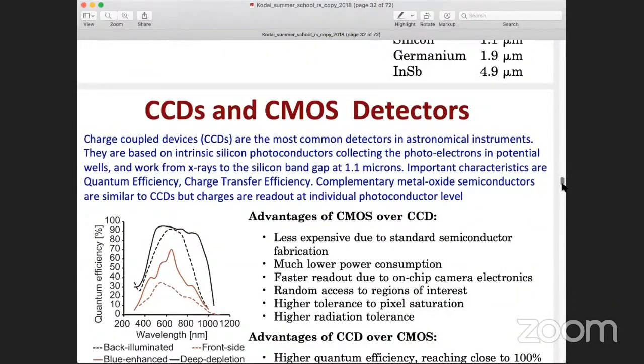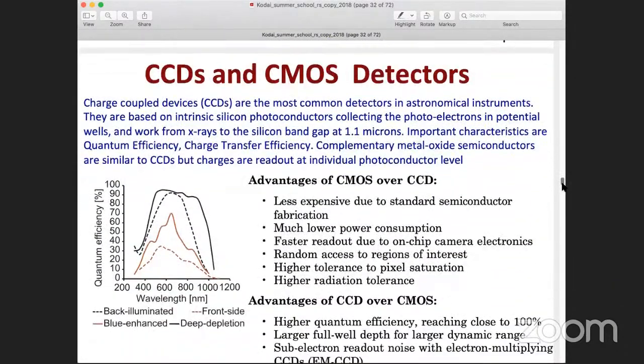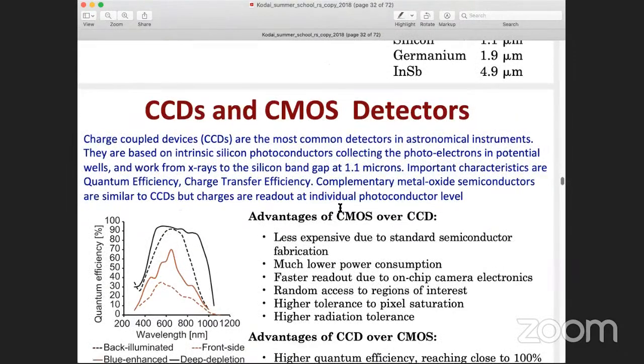And generally in astronomy, both visible and near infrared, we use charge coupled devices, which are the most common detectors in astronomical instruments in the visible range. They are based on intrinsic silicon photoconductors collecting photoelectrons in potential wells and work from X-rays to the silicon band gap of 1.1 microns. Important characteristics are quantum efficiency, charge transfer efficiency.